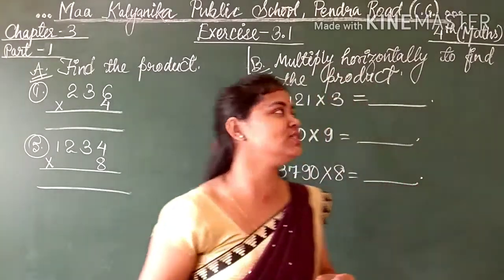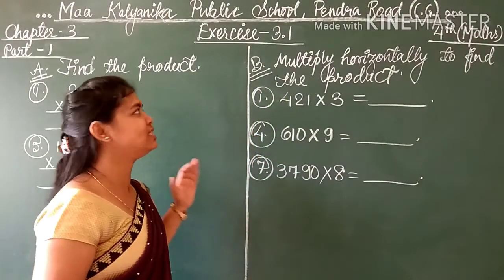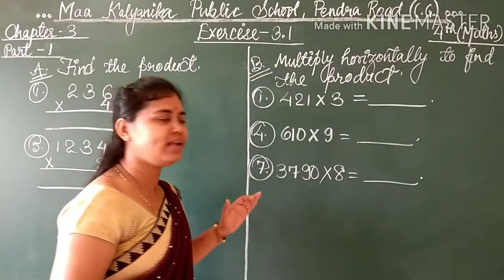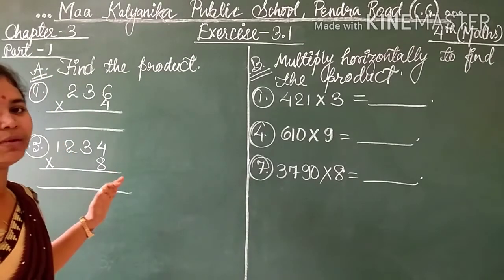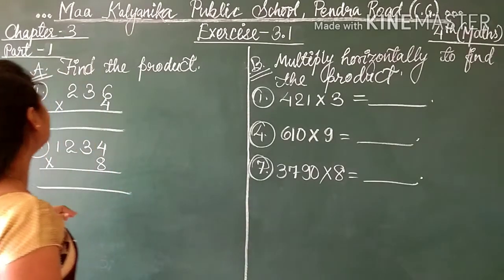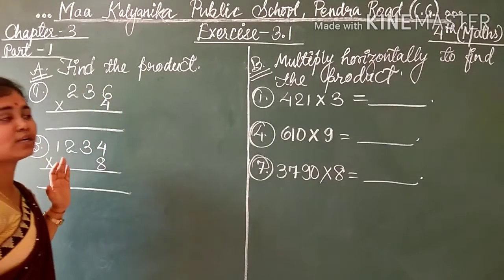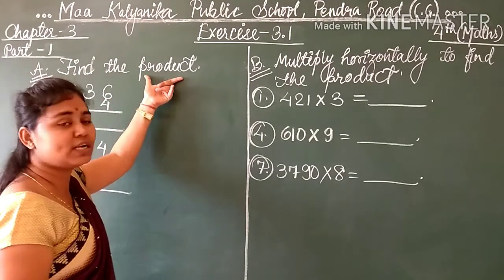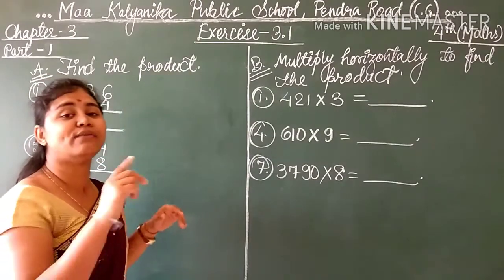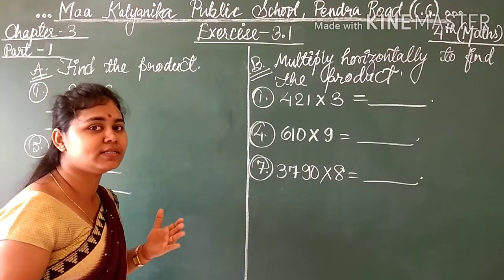So multiplication students, this I will show you in this exercise 3.1. Okay, so the first video of chapter number 3 we are going to proceed with now. So see, find the product. You have to find the product. Product means, students, you should know the term product. Product means you have to multiply the given numbers.